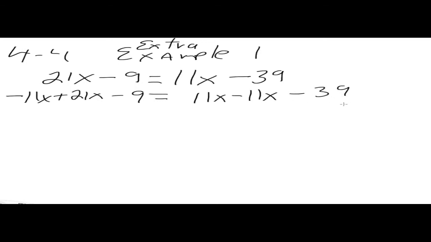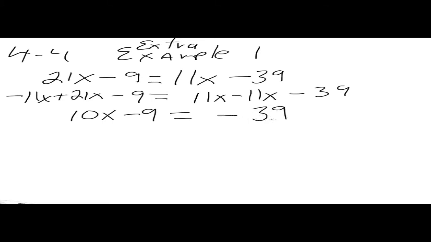So what I did in this very first step was to add the opposite of 11x to both sides of the equation, and that's the addition property of equality that tells me I can add the same thing to both sides of an equation. So negative 11x plus 21x gives me 10x minus 9. 11x minus 11x is 0, and that's minus 39.